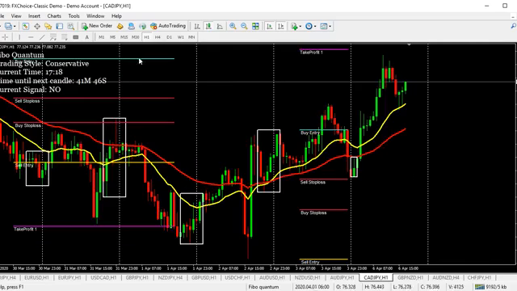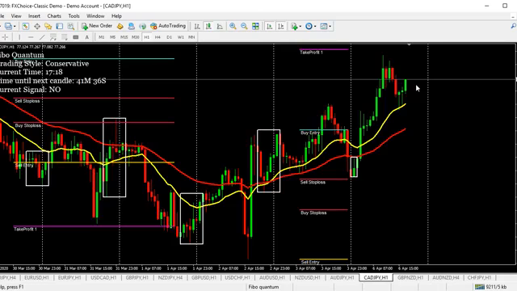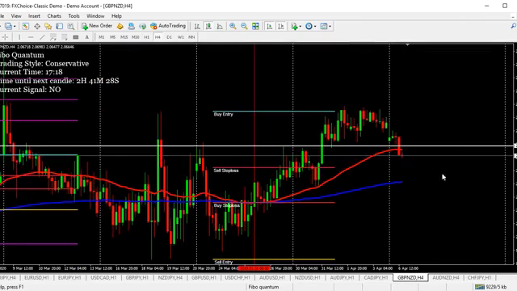CAD JPY 4-hour chart is in a downtrend, right? And on the 1-hour chart, we see that it's moving up. So we probably won't get any trade setups for this particular pair during the day. GBP NZD on the 4-hour chart, that's in an uptrend, right?